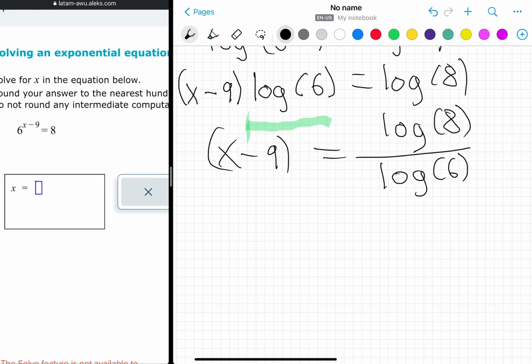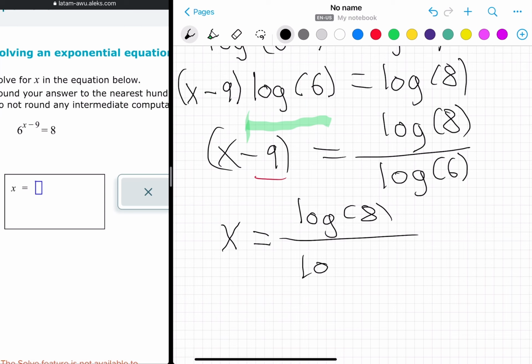Then what else? This 9 here, I don't want it here. I will move it to the other side, adding: x equals the logarithm of 8 over the logarithm of 6 plus 9. And that's pretty much the answer that we need to give.